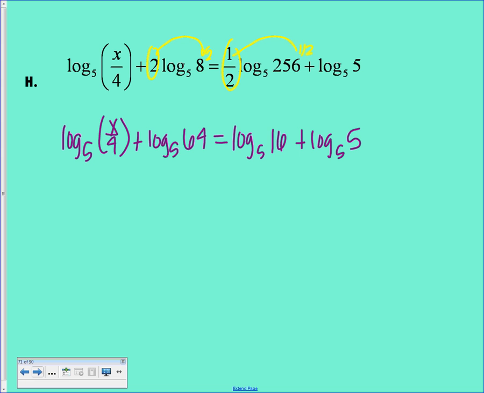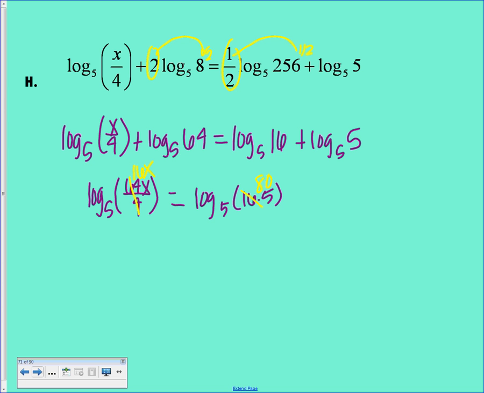And actually at this point, I can simplify both the left and the right. So if I simplify the left side, I have addition, which is like multiplication. So I've got log base 5 of 64 times x over 4. So that's going to be 64x over 4, okay, because you would put 64 over 1 and multiply those. And then over here on the right side, I still have addition, so that's going to give me 16 times 5. Okay, so I've got 16 times 5 is actually 80. And then 64 over 4 cancels down to 16x over here.